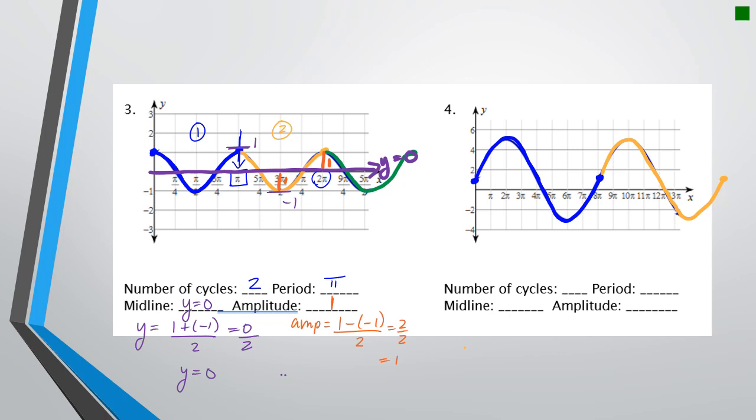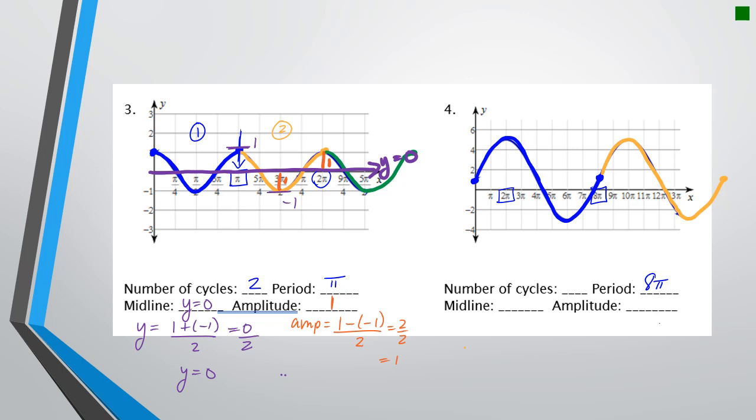Now this one, it asks me how many cycles are there between 0 and 2 pi. Well, 2 pi is like way back here. The period of this graph, which I'm actually going to skip out of order, the blue part of this graph stops at 8 pi. So that's the period of this graph. I only want to know how many cycles there are between 0 and 2 pi. So I'm only going 2 pi out of a total 8 pi.